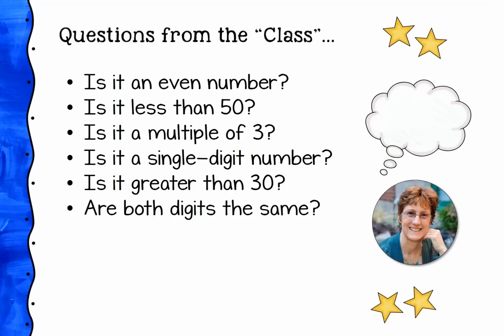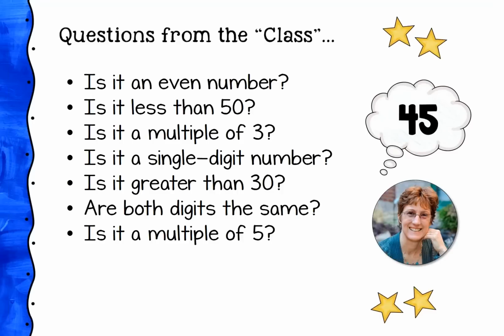Are both digits the same? No, both digits are not the same. So by now we should be getting a little bit closer. Is it a multiple of 5? Yes, it is a multiple of 5. Now, the number is 45. Now, that was, as a game goes, many of you may know this game, and you may think, well, that's a really great game to play in math.